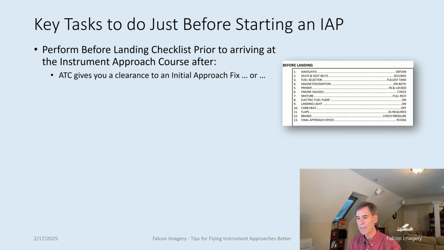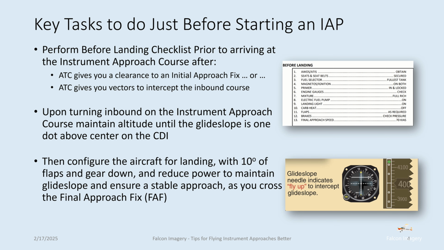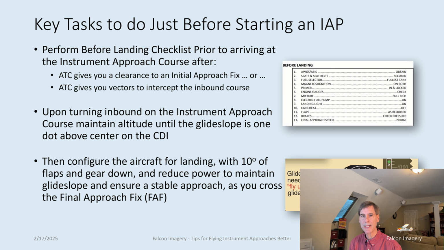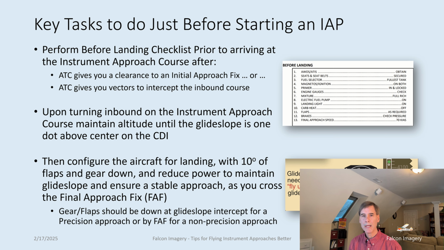Upon turning inbound on the instrument approach course, maintain altitude until the glide slope is 1 dot above the CDI. Then configure the aircraft for landing with 10 degrees of flaps and gear down, depending on your aircraft, and reduce the power to maintain a glide slope and ensure a stable approach so that as you cross the final approach fix, you're absolutely 100% stable and safe as you continue from the final approach fix down to your DA or MDA. And gear and flaps should be down at glide slope intercept for a precision approach or by the final approach fix for a non-precision approach.